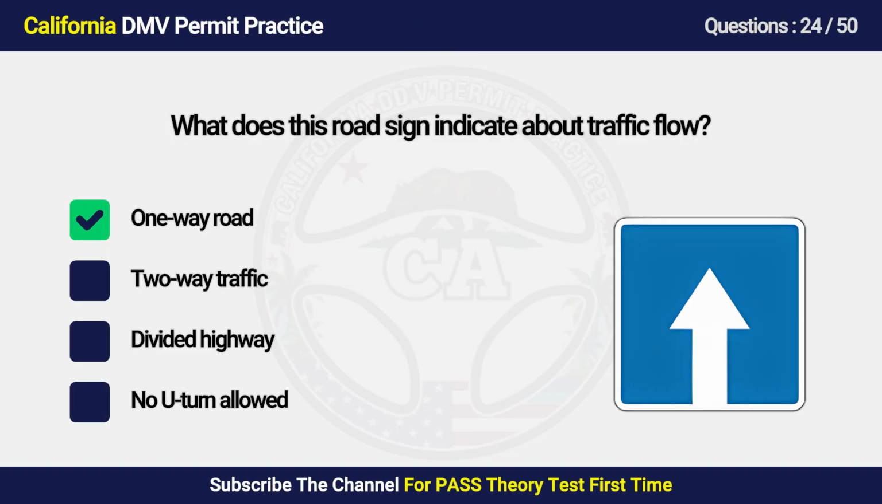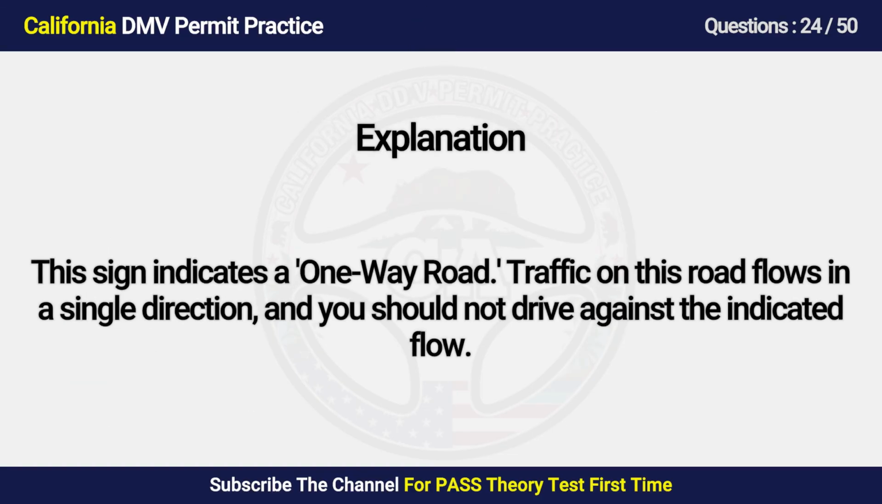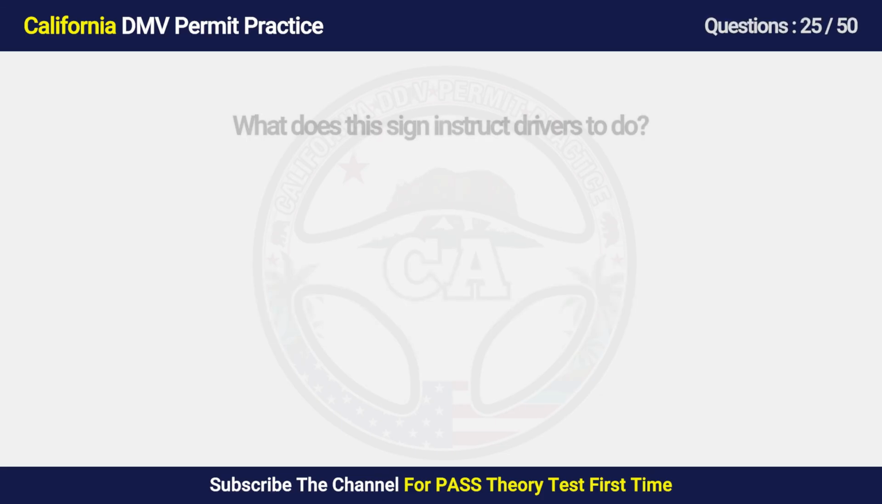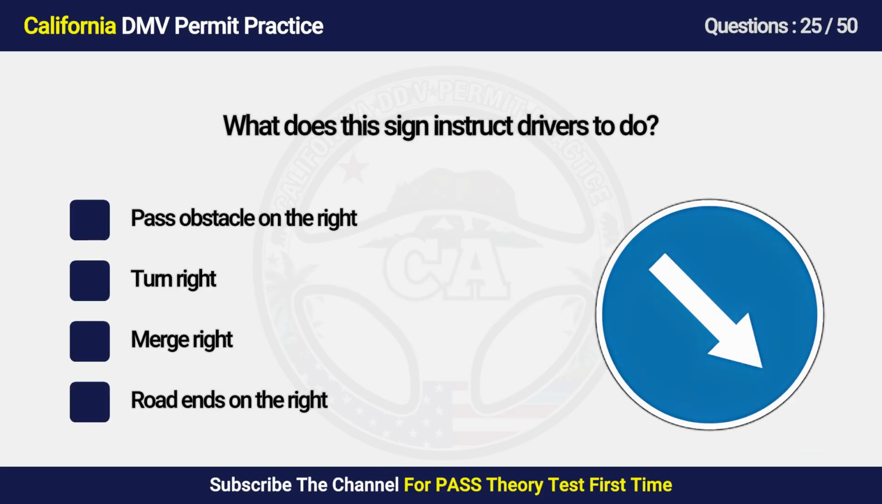Answer is A. One-way road. This sign indicates a one-way road. Traffic on this road flows in a single direction, and you should not drive against the flow. Question 25. What does this sign instruct drivers to do? A. Pass obstacle on the right. B. Turn right. C. Merge right. D. Road ends on the right.